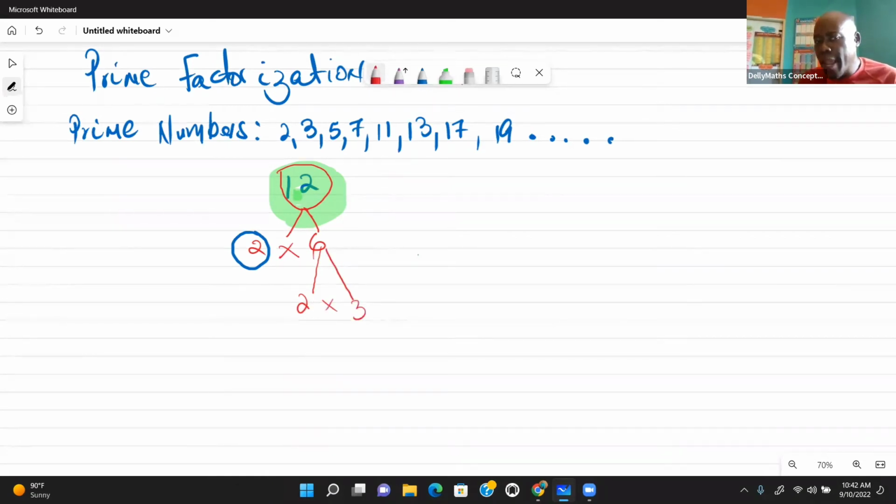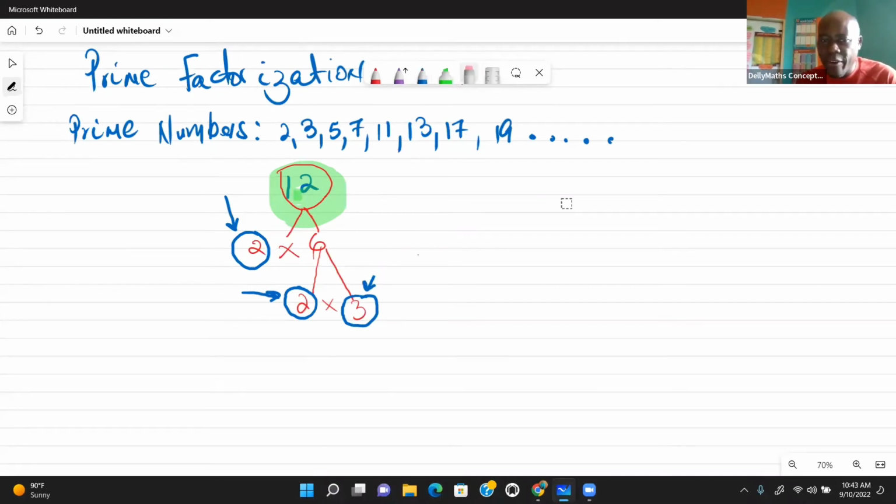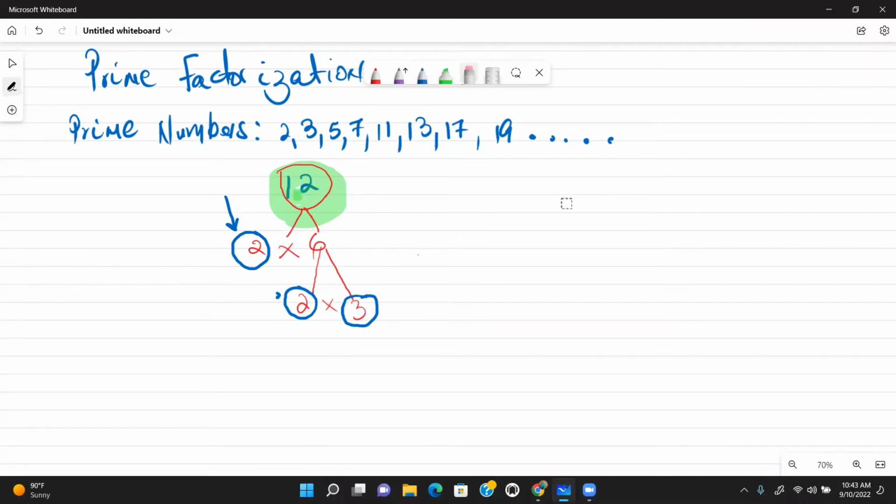And now, each time you break down something, you're going to look to see if you have a prime. Is the 2 here a prime? Yes. Is the 3 a prime? Yes. When you realize that the numbers at the bottom are all primes, you have to stop. Can we go any further from this branch? No. From this branch? No. From this branch here? No. When you can't go any further, that means you're at a prime and you stop.